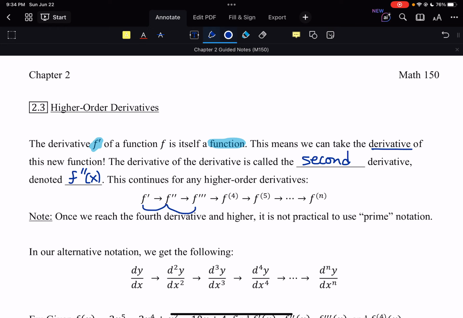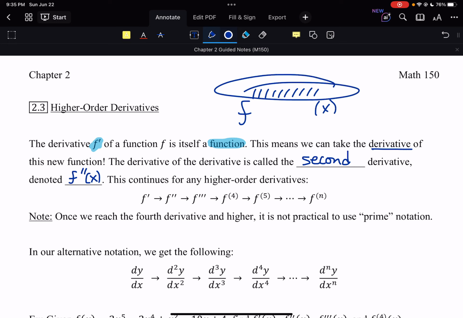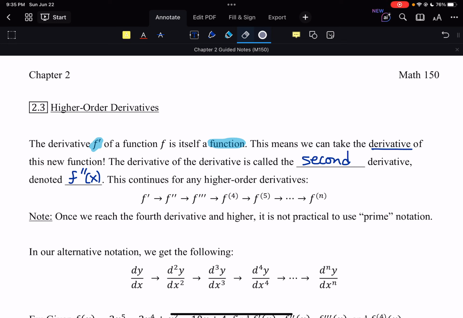So f prime, f double prime, f triple prime. Notice that once we get to the fourth derivative and higher, we don't use the prime notation anymore because it gets really cumbersome. If I want to take the 10th derivative of something, I don't want to have to sit and write all those primes. This takes up a ton of space on the page. It takes up my time having to write it. We don't want to do that. So once you pass the fourth derivative and higher, we use this parentheses notation, so that you know this isn't a fourth power. This isn't f to the fourth. It is the fourth derivative of f, and then the fifth derivative, sixth, etc.